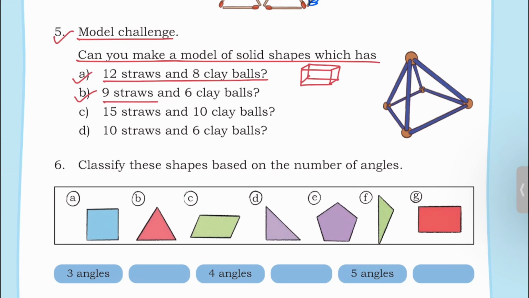B. 9 straws and 6 clay balls. You can make a model of triangular prism. You will need 9 straws and 6 clay balls. The answer is cuboid, triangular prism.